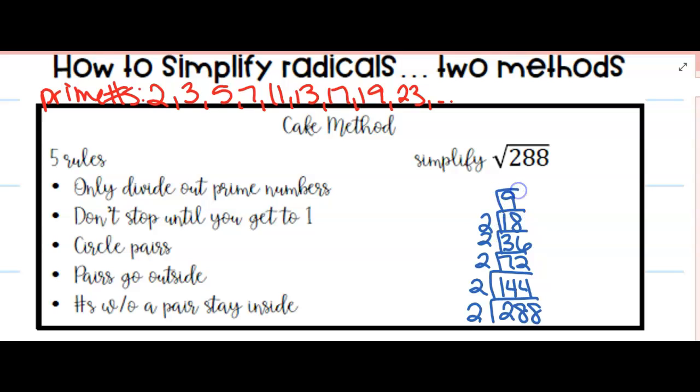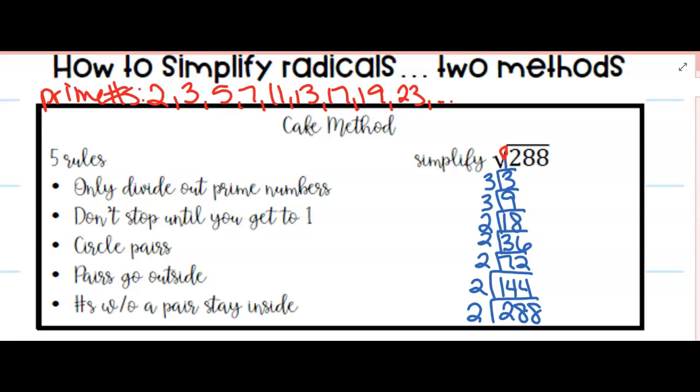Now I get to the point where I can't divide out a 2, but I can divide out a 3. Remember, we are only dividing out prime numbers. 9 divided by 3 is 3. And whenever I add another layer, the only thing I can divide out of 3 is 3. And when I take 3 divided by 3, I get a 1. There's the one that we're looking for. Now, this is called the cake method because this is like a super, super tall birthday cake. That 1 right there is like the candle at the top. So you're not going to stop until you can put the candle on your cake. Now, the third rule says you're going to circle pairs.